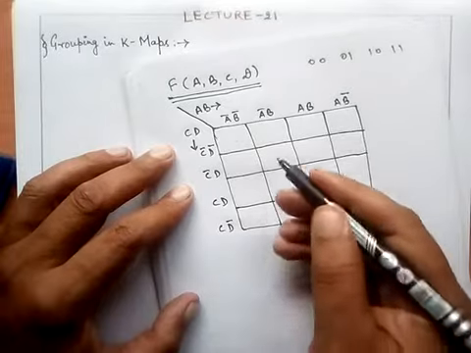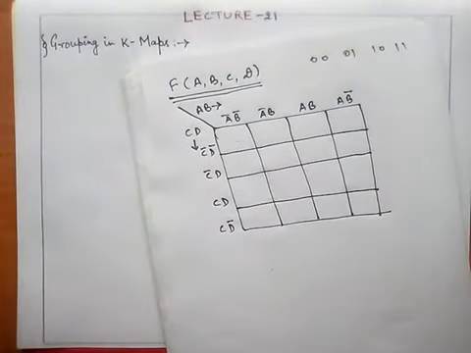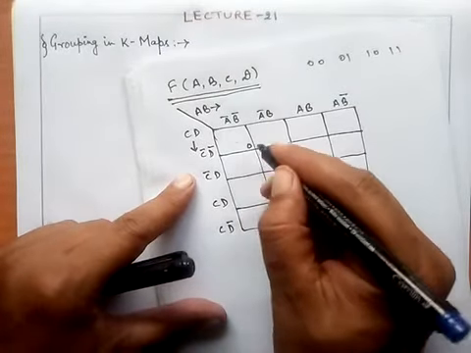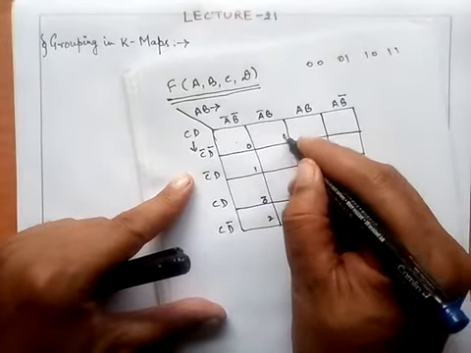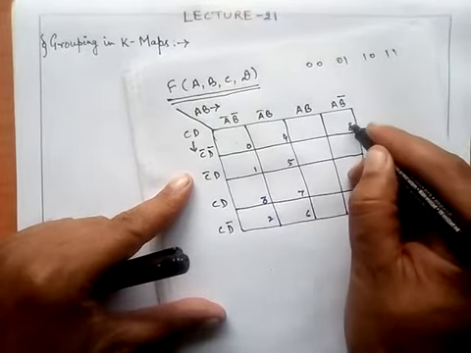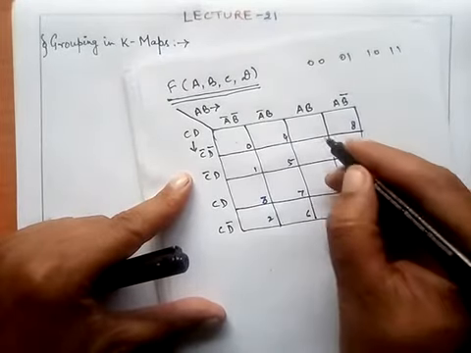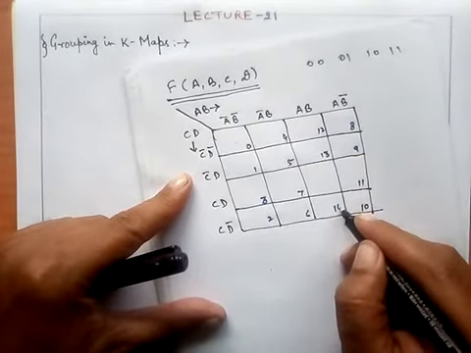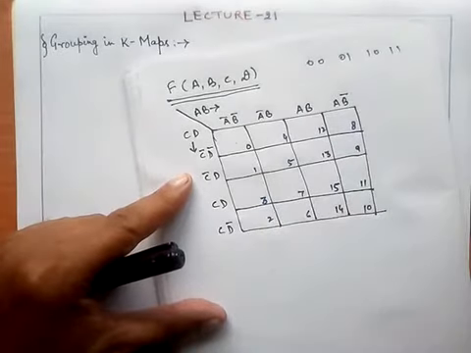Then I told you how to write the decimal equivalent of this. On the right bottom of every cell, I write down the decimal equivalent 0, 1, 2, 3, 4, 5, 6, 7, 8, 9, 10, 11, 12, 13, 14 and 15. How you obtain these decimal equivalents, I have already discussed with you.